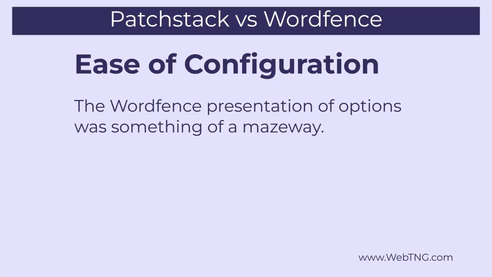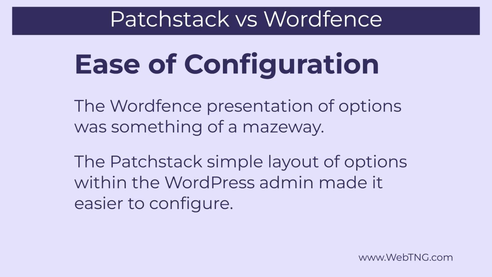If we go then to the next area, ease of configuration, I think that the Wordfence presentation of options within the WordPress admin dashboard is something of a maze. I've got no question in my mind that I didn't configure it in the absolute 100% optimal way. It's real easy to miss something. I thought that in terms of the WordPress dashboard, the Patchstack simple layout of options made it much easier to configure. I could just go down the list and I saw everything on just a few screens, so I liked that much better.